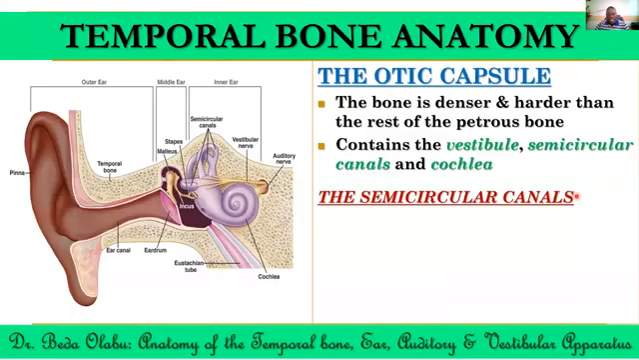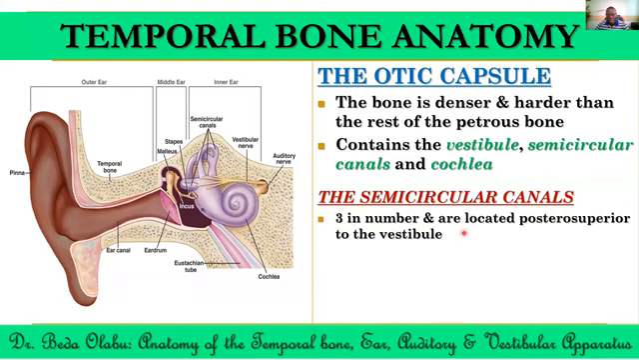Now we can talk about the semicircular canals. Semicircular canals are 3 in number, and they're located posterior-superior to the vestibule. If this is the vestibule, the semicircular canals are posterior and superior to the vestibule. There are 3. We have the anterior semicircular canal. The anterior semicircular canal is sometimes called the superior semicircular canal. It has a vertical orientation. This is the anterior semicircular canal, which is also called the superior semicircular canal. It has a vertical orientation.